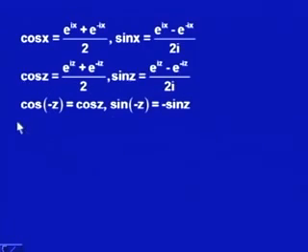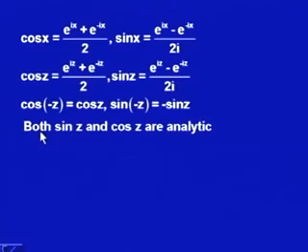From these formulae one can easily notice that cos(−z) is the same as cos z and sin(−z) is equal to −sin z. Since cosine and sine are expressed in terms of e^(iz) and e^(-iz), and since we have already said that e^(iz) and e^(-iz) are analytic functions, their sum will also be analytic and divided by 2 is also analytic. The same way sin z will be analytic. So we conclude that both sin z and cos z are analytic functions of z.